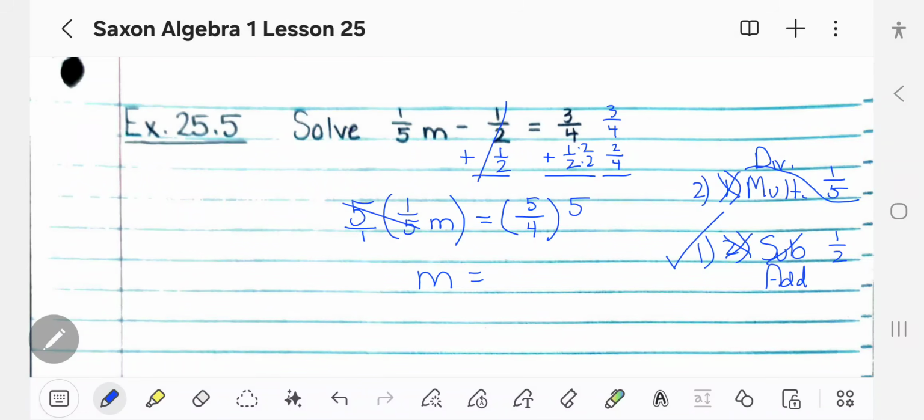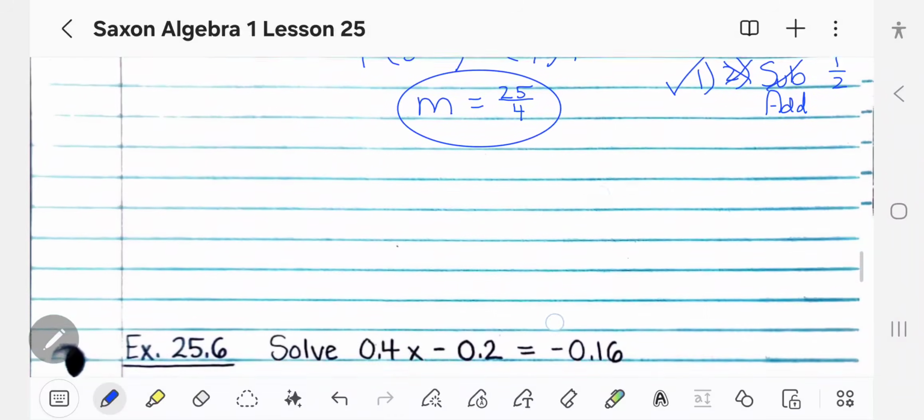And we have m is equal to, and then we will multiply 5/4 times 5. The 5 is over a 1. So that's 25/4. And you could leave that as a mixed number. Okay? Now, like I showed you at first, if you wanted to divide both sides by 1/5, you would get exactly the same answer. Okay?